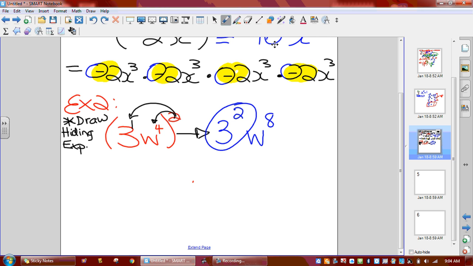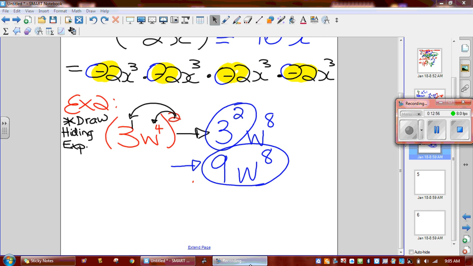Well, that means I'm timesing 3 by itself twice. What's 3 times 3? 9. Good. So we get 9w exponent 8. That will be our final answer. Okay? Check your work. Make sure you have it written down correctly.